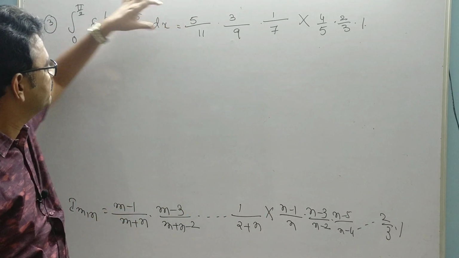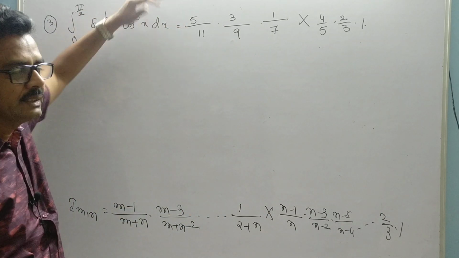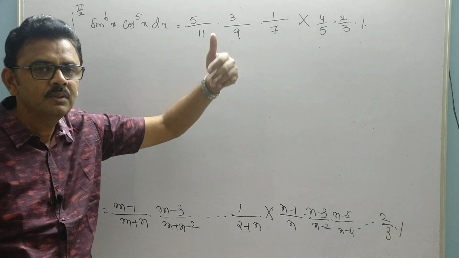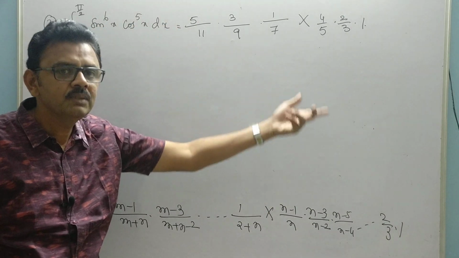Already we have done some problems: integral 0 to pi by 2 sin power 6x dx, integral 0 to pi by 2 cos power 6x dx. We have that.